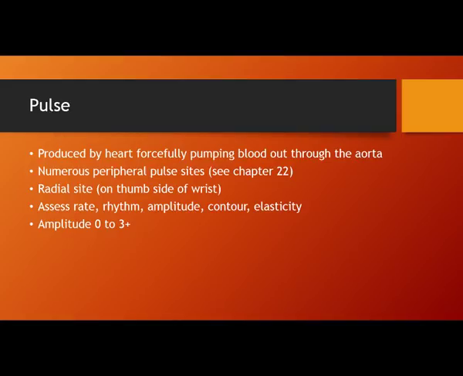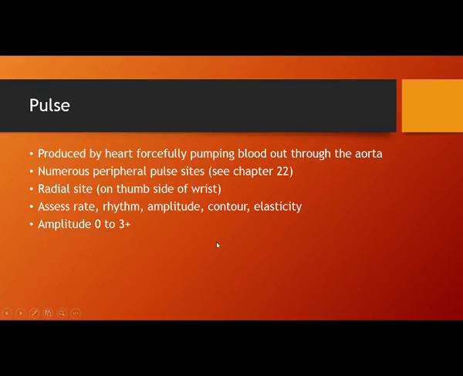and that's measured on a scale of 0 to 3, where 0 means you can't feel it at all. 1 plus means that you can feel it, but it's very easy to obliterate. If you put a little pressure on it, it goes away. 2 plus means that it can be obliterated with moderate pressure, and 3 plus means either you can't obliterate it or it takes extreme pressure to obliterate it. And the 3 plus is also known as a bounding pulse.